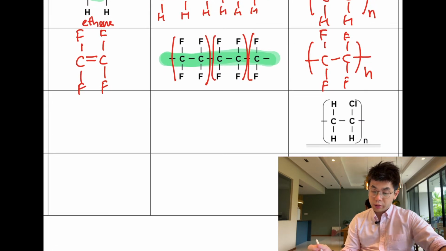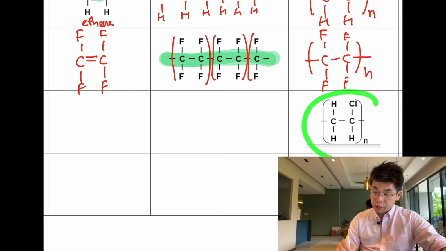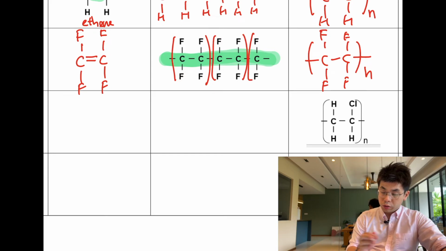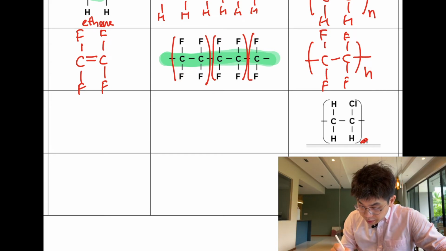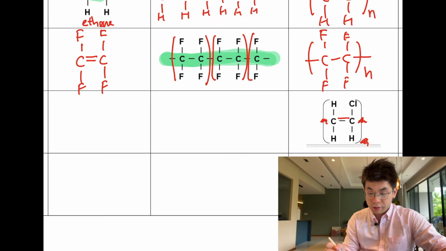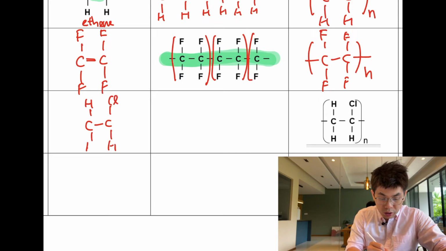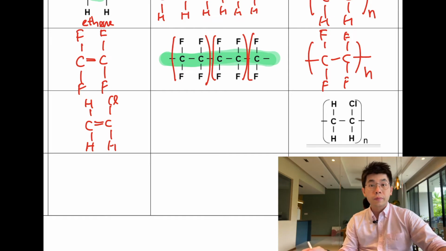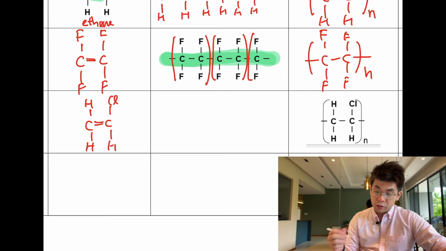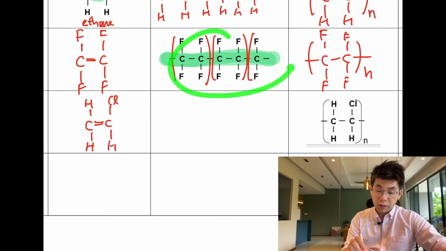If we look at the next example, I'm given this. For the monomer, you just cancel out the N, cancel the sides, and then draw a double bond like that. How does that look? After cancelling all of that, you will get C, C, H, Cl, H, H, and then a double bond. If they ask you to draw several units, you just repeat it a few times, like that.